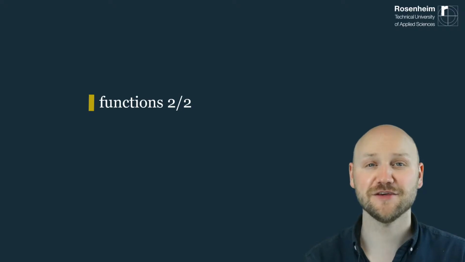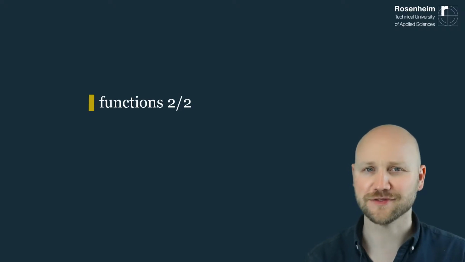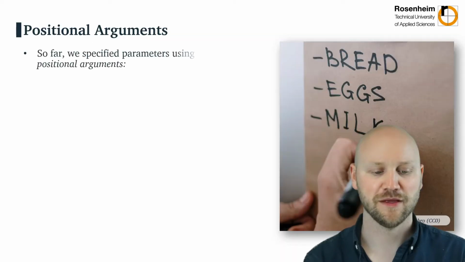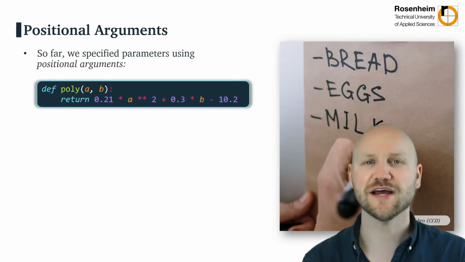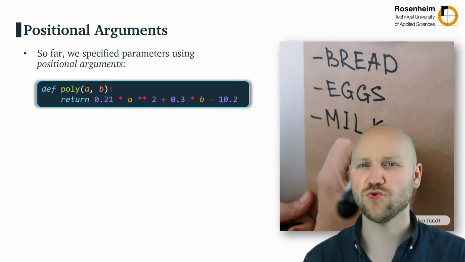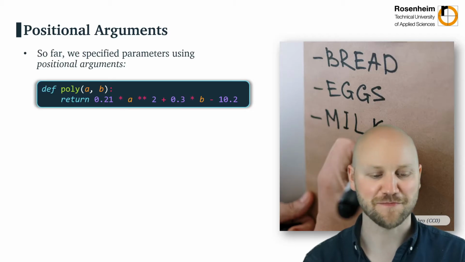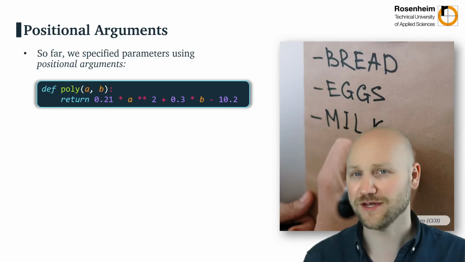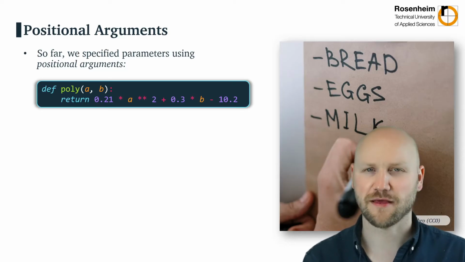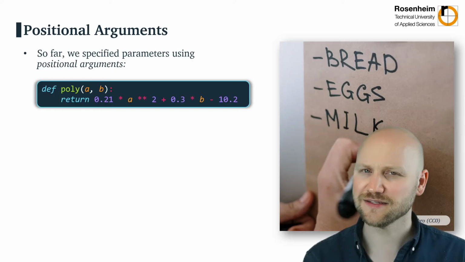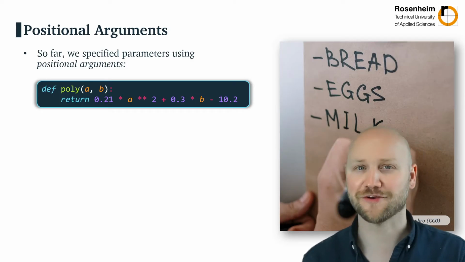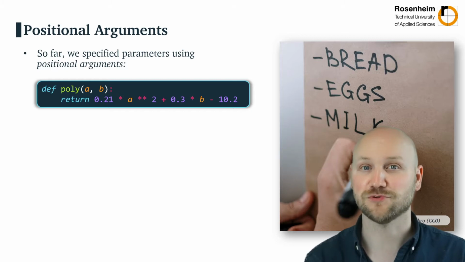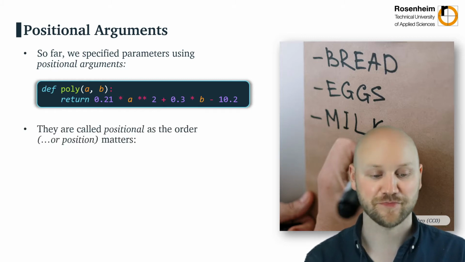Welcome to the second video on functions, where we are going to talk about these arguments in a little bit more detail. So let's have a look at this example where we have two arguments, a and b. We are returning the result of an equation here, and what you can see is that you can't change the order of a and b. So the position matters, and this is why they are called positional arguments.